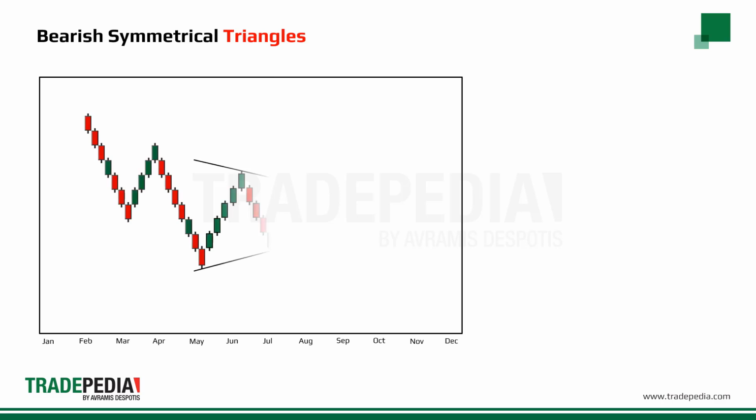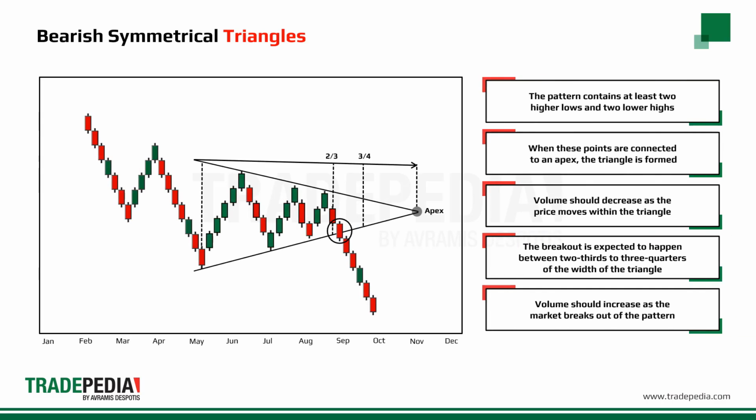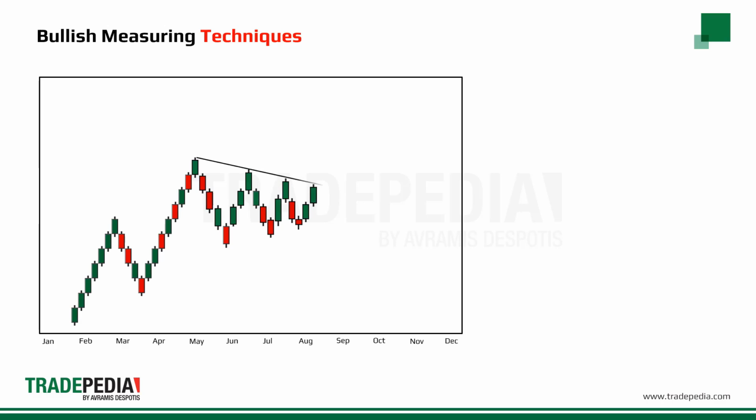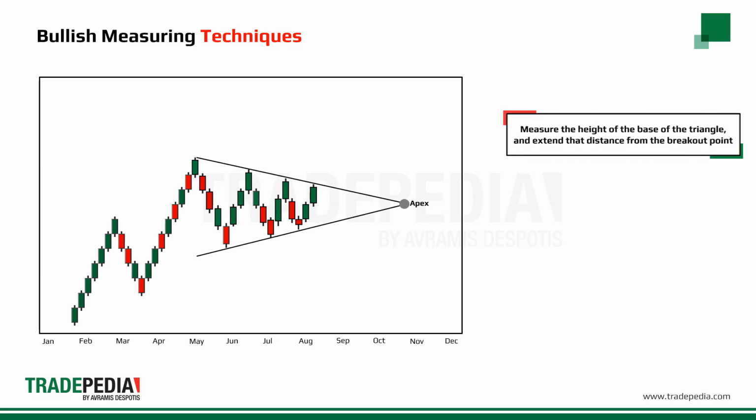The opposite formation found in a downtrend is the bearish triangle. For the measuring technique in the case of a bullish triangle, the first technique is to measure the height of the base of the triangle and extend that distance from the breakout point.